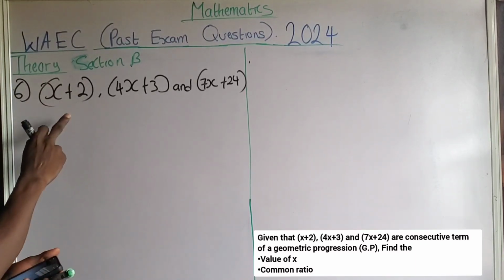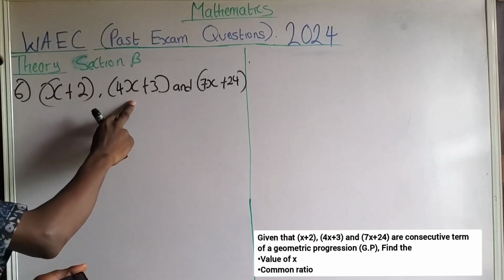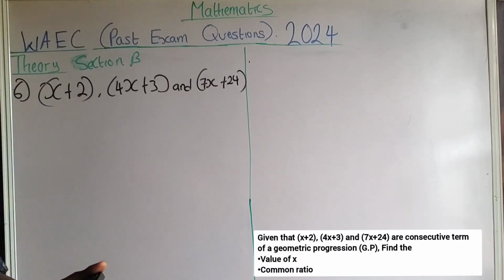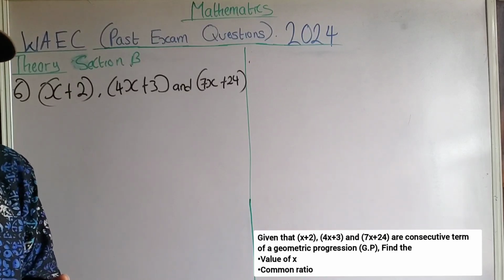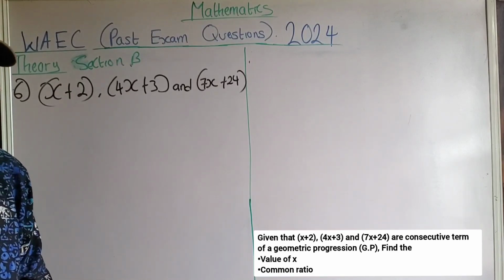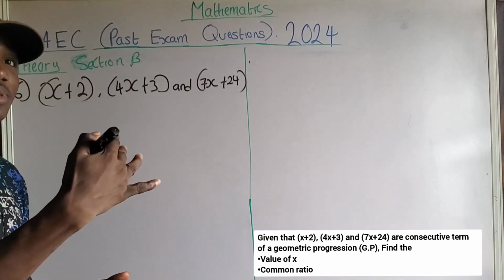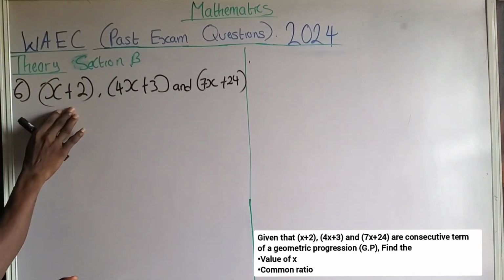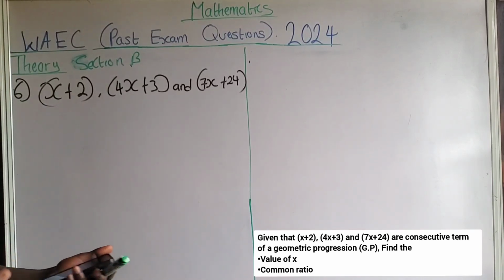Let's assume that this is the first term. That means this will be the second term, and this will be the third term. When you hear the word consecutive, they follow each other. Are you getting what I'm trying to say? After the first term, which term comes next? That's the second term, right?